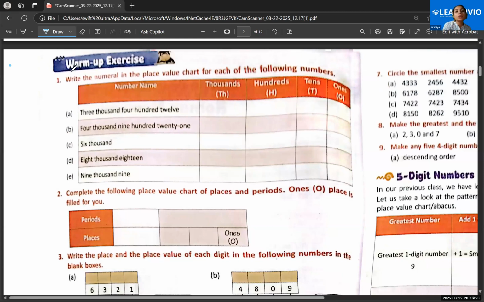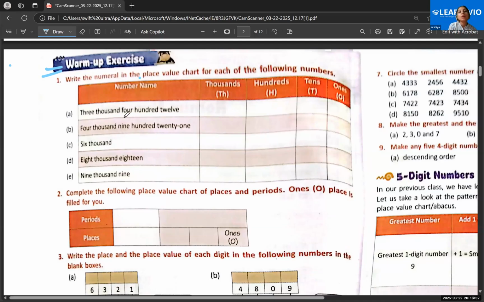Now, let's do this question. They're saying write the numeral. Numeral is basically number. So write the number in the place value chart for each of the following numbers. They have given us a number, and whatever place value they have written, we just have to write the number here. I'll do the first one and you'll tell me the answer for the remaining. Is that clear? Yes.